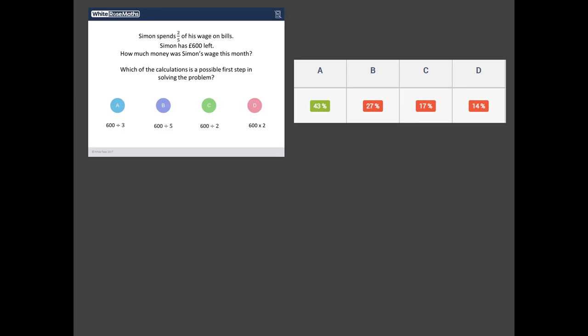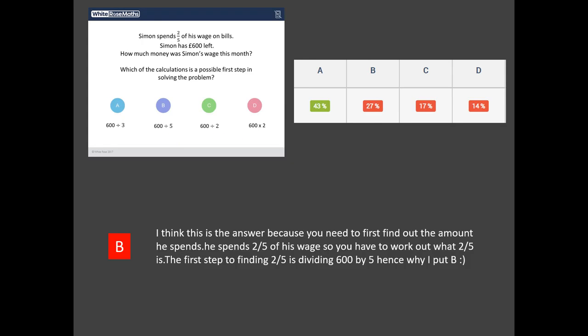Are we right? Well, yes, we are. But look at that. Less than half of students got this right. The most popular wrong answer is B. Dividing by 5. Now, why do students think you divide by 5? Have a read of that one. So you have to work out what 2/5 is. The first step to finding 2/5 is dividing 600 by 5.